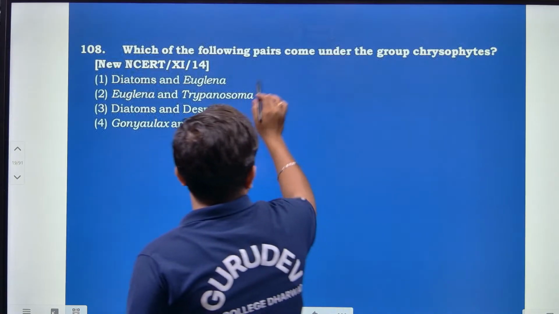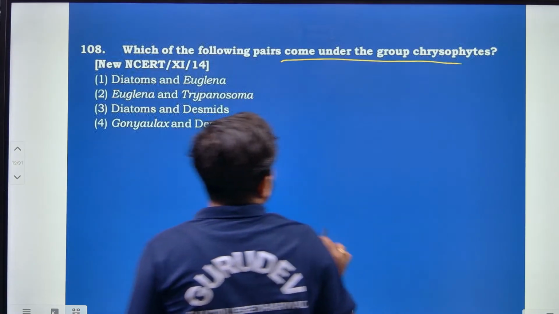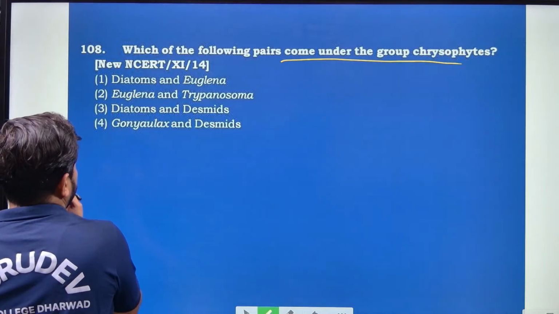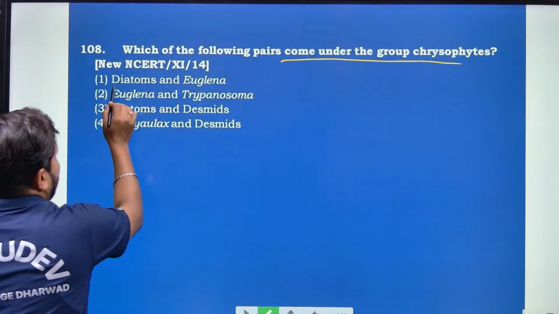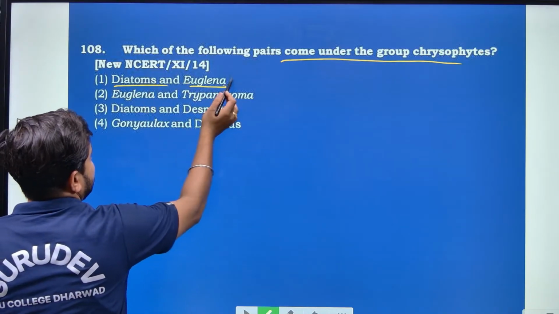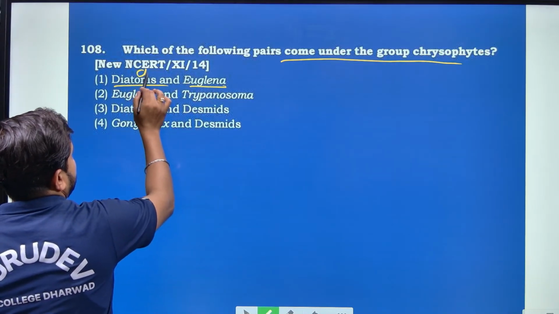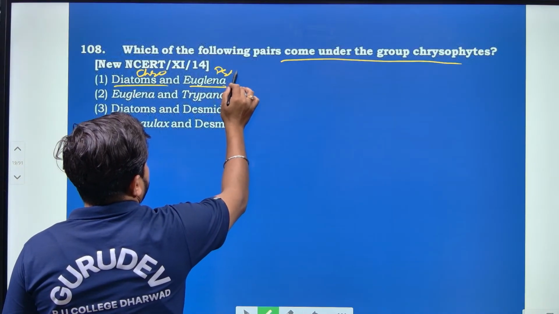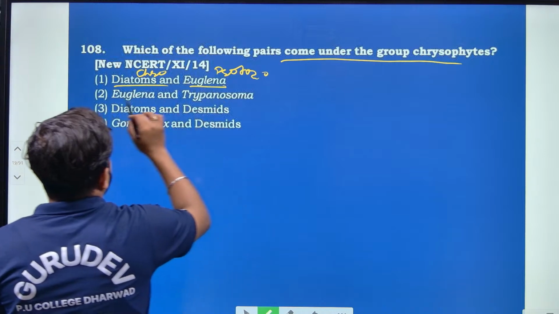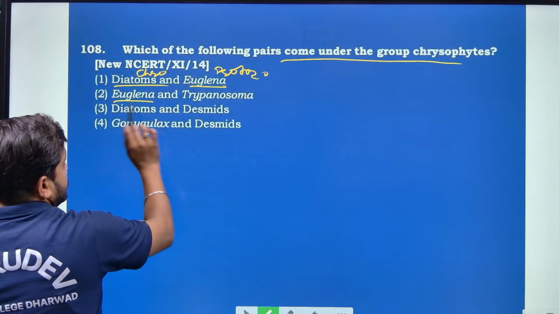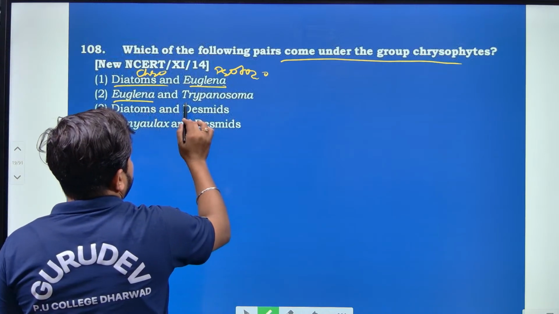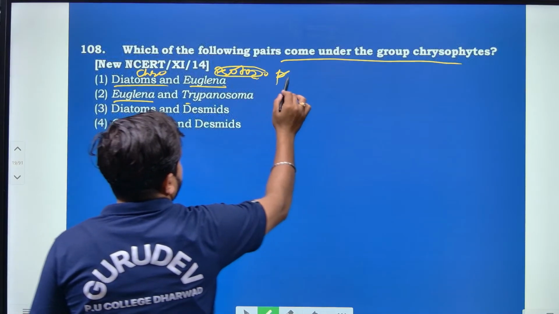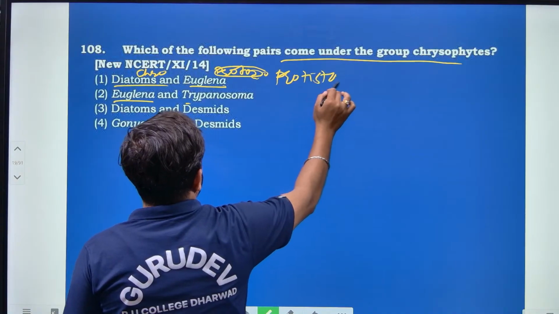Then, which of the following pairs come under the group chrysophytes? They have given diatoms and euglena. This pair is not right, because diatoms are chrysophytes, while euglena is related to protozoa. Sorry, not protozoa, we can call it protista. They are related to protista.